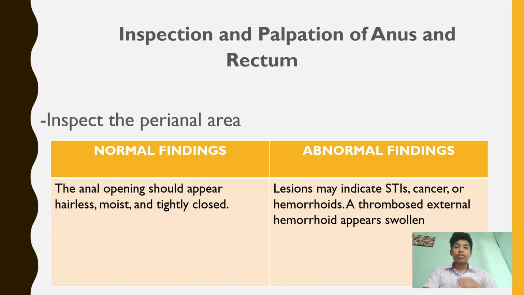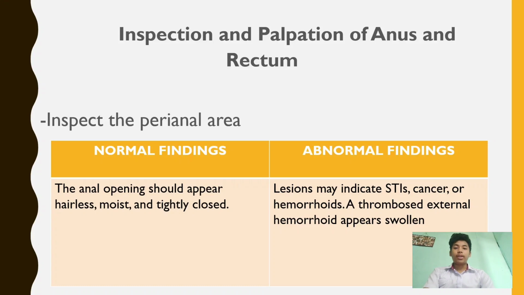Inspection and palpation of the anus and rectum. Inspect the perineal area. Spread the client's buttocks, and inspect the anal opening and surrounding area for the following: lumps, ulcers, lesions, rashes, redness, fissures, and thickening of the epithelium.